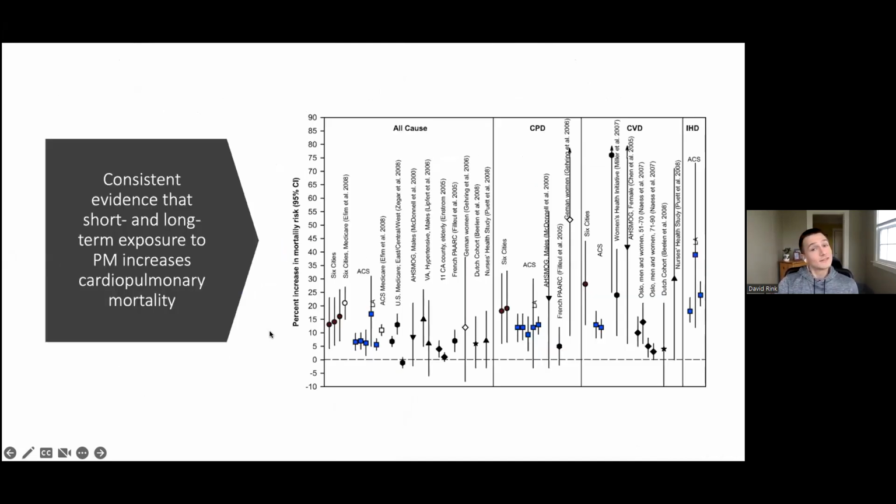Importantly, we see a consistent, growing evidence base, which shows both short and long-term exposures to airborne particulate matter is associated with higher all-cause, cardiopulmonary, and ischemic cardiovascular mortality. This has been borne out again and again in the literature, and it is really something that we know to be true at this point.